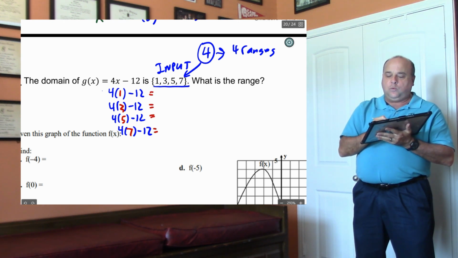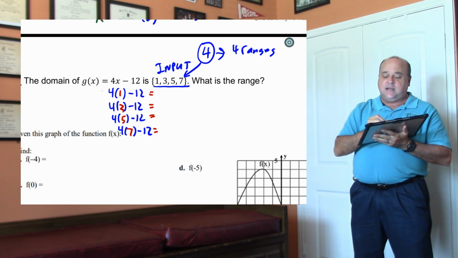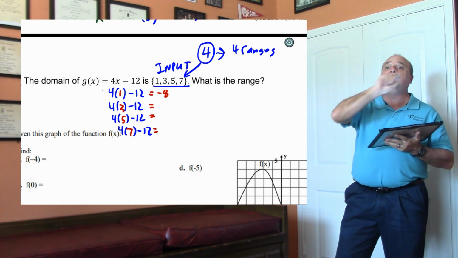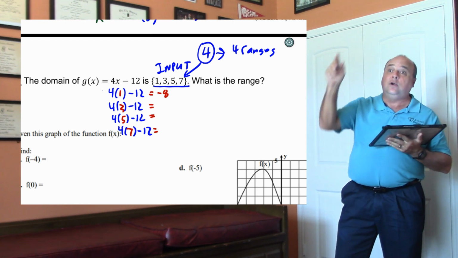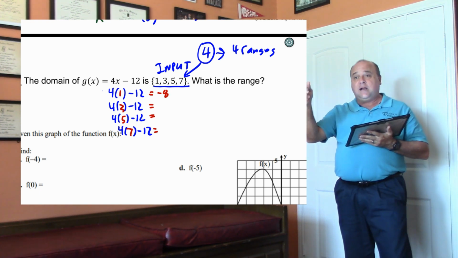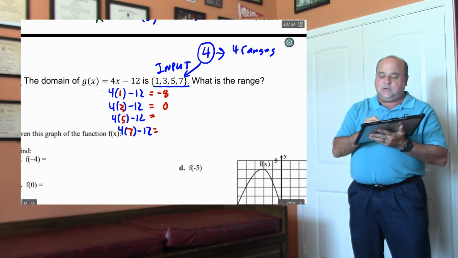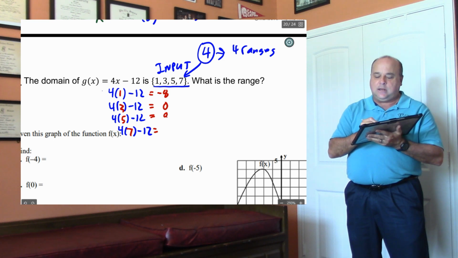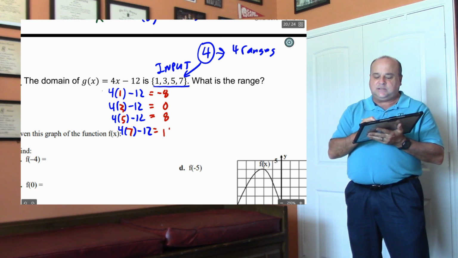Okay, so put an equal. The first answer, 4 times 1 is 4, minus 12 is negative 8. If you cannot do this arithmetic in your brain, you have got to use a calculator. You've got to use the calculator and use the parentheses, just like I'm teaching you. 4 times 3 minus 12. 4 times 3 is 12. 12 minus 12 is 0. 4 times 5 is 20. 20 minus 12 is 8. 4 times 7 is 28. 28 minus 12 is 16.